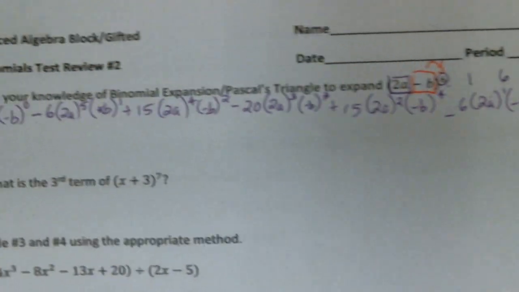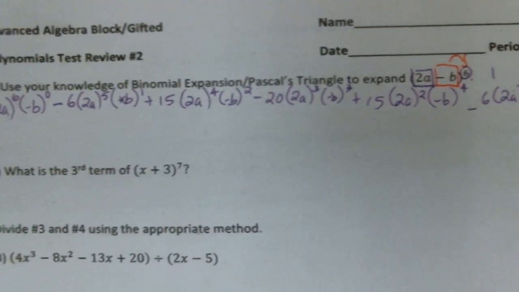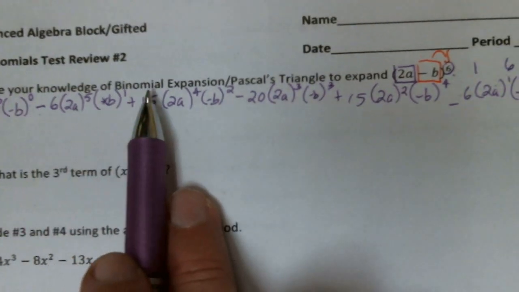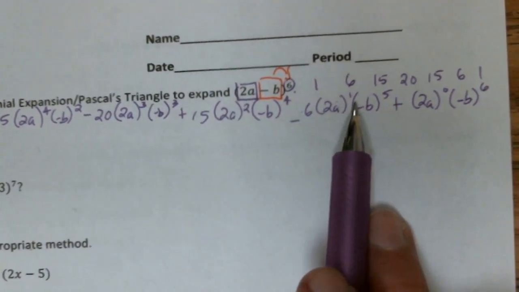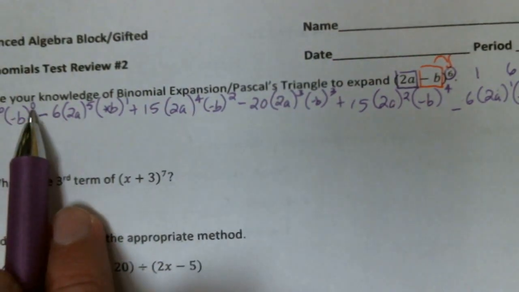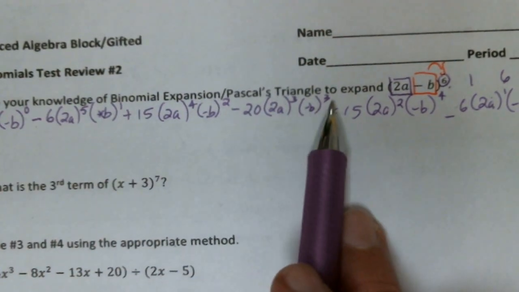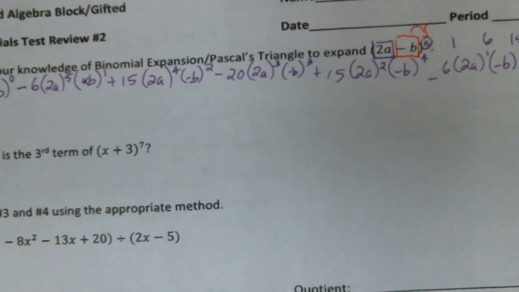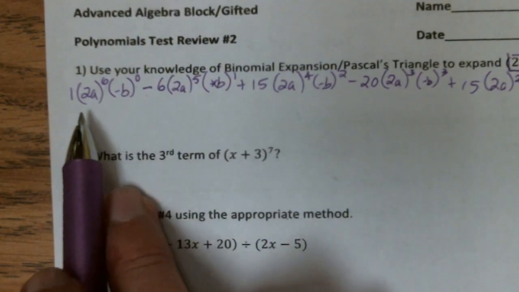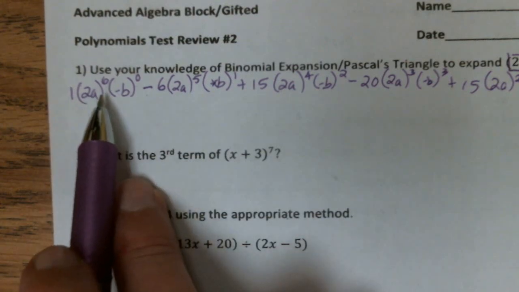Okay, so that's a lot of stuff there, guys. So I would just take a minute and go back and check. 6, 5, 4, 3, 2, 1, 0. That's good. 0, 1, 2, 3, 4, 5, 6. That's good. Okay. Now it's a matter of going ahead and cleaning this up and multiplying all this out.